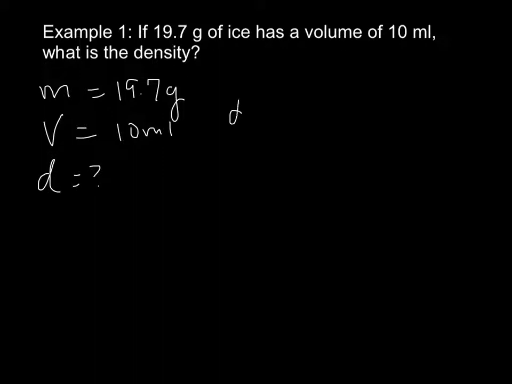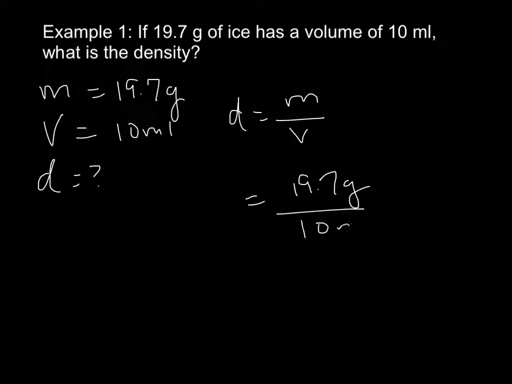So let's write the formula. Density is mass divided by the volume. So the mass of the ice, 19.7 grams, and the volume, 10 milliliters. Okay, and in your calculator, punch in 19.7 divided by 10, and you get the density is 1.97. You have grams in the numerator and milliliters in the denominator, and that would be your density, 1.97 grams per milliliter. And grams per milliliter is density.